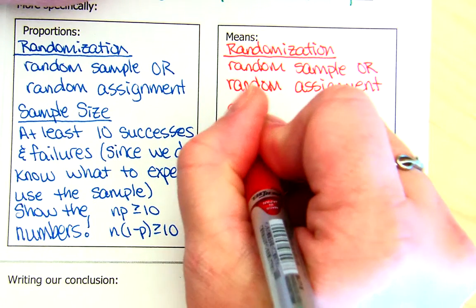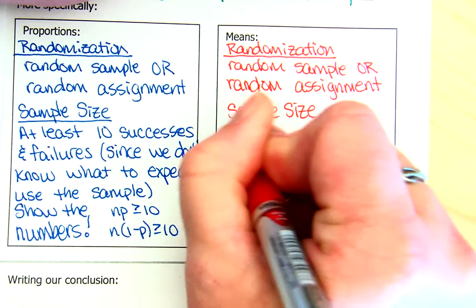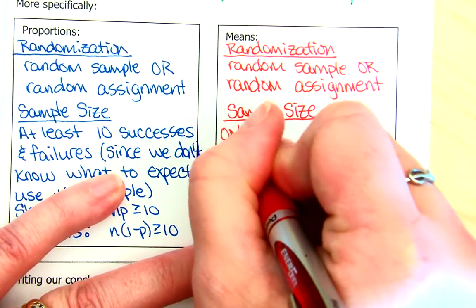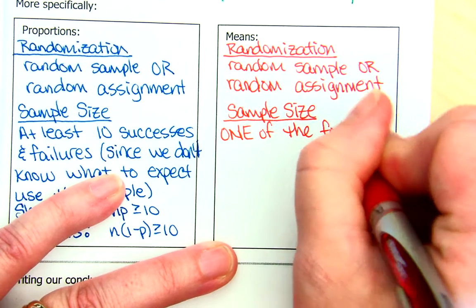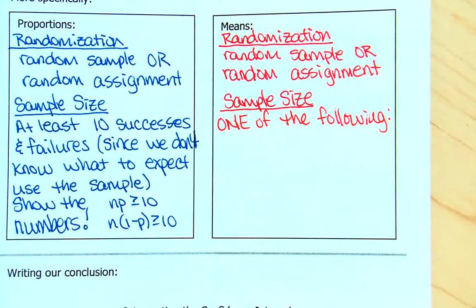And then for sample size, this one, we just need one of the following to happen. So we have 3 different ways we can meet this condition. It only has to meet one. Okay? Can somebody tell me one of the ways we can meet the sample size condition?